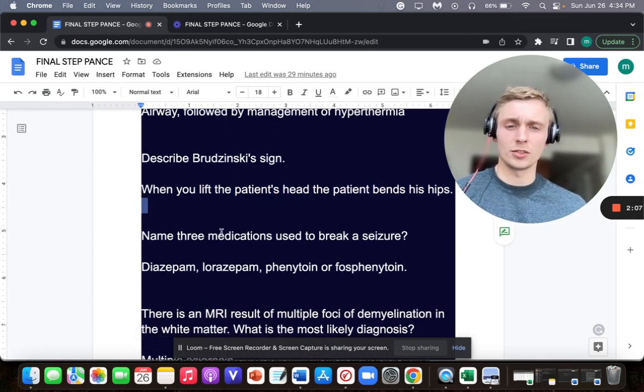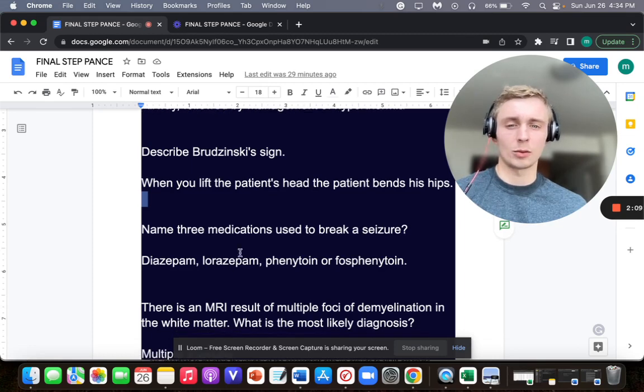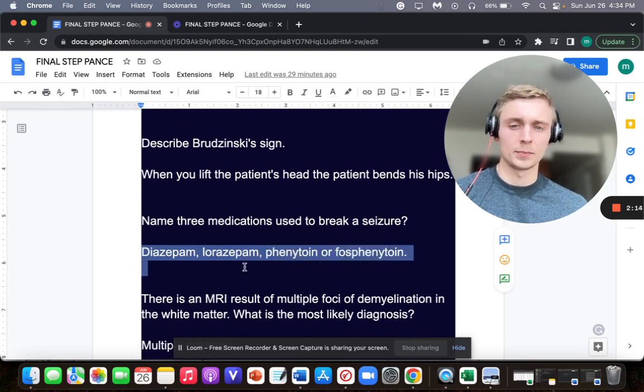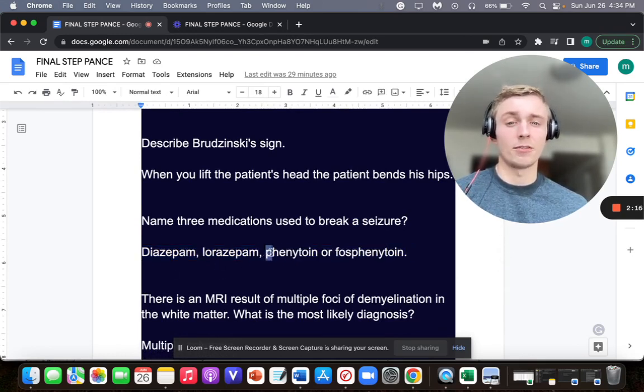Name the 3 medications used to break a seizure. This is exactly what we said in status epilepticus. Diazepam, lorazepam, or IM midazolam, and phenytoin or fosphenytoin is the second line after these don't work.